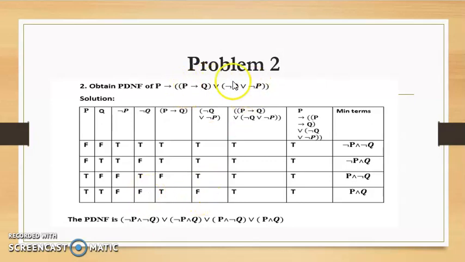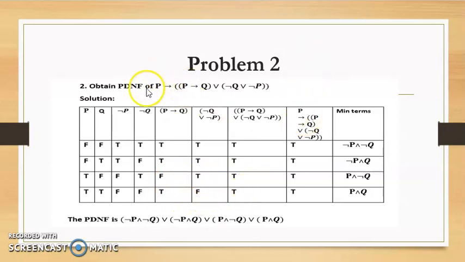Next we will combine these two. That is, the first term or the second term. When we take the disjunction, T or T is T. T or T is T. F or T is T. T or F is T.